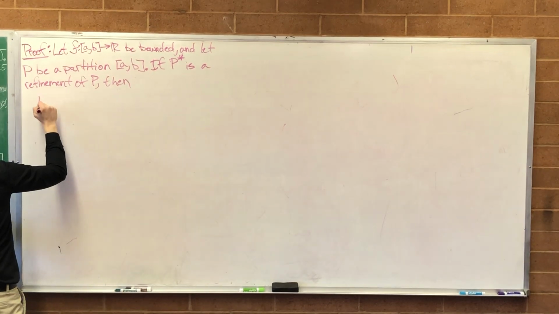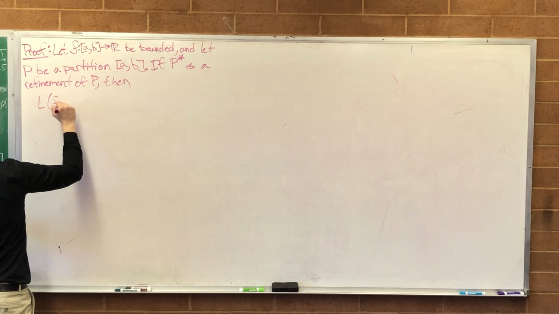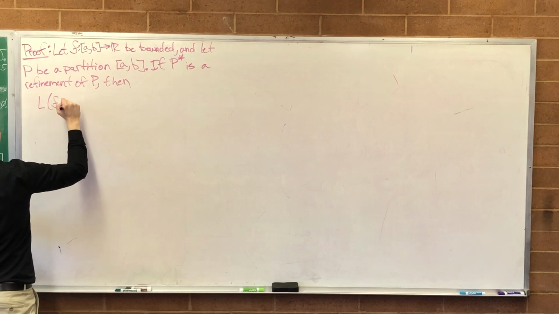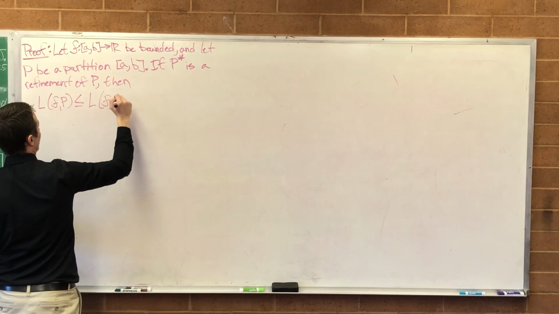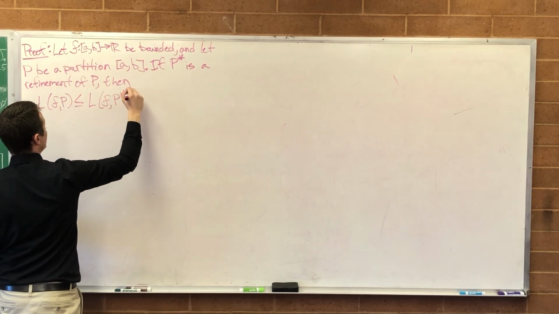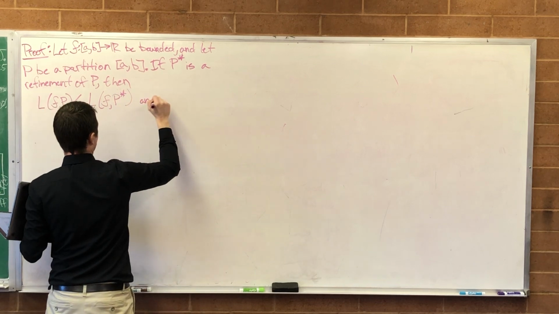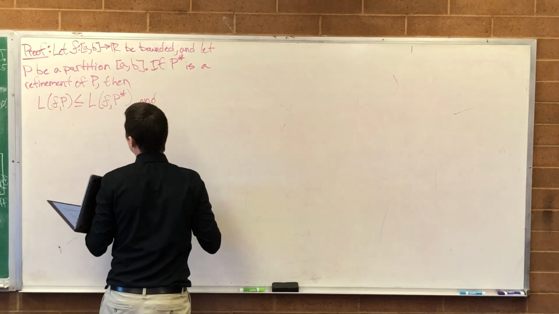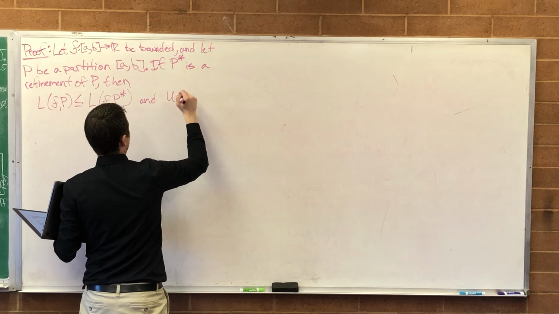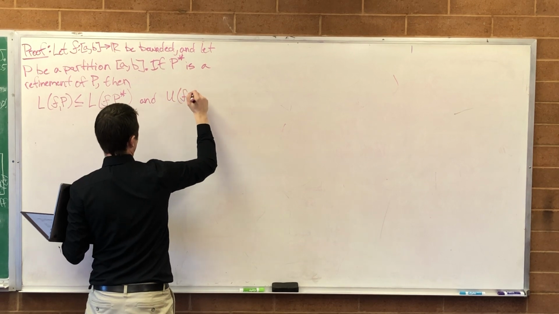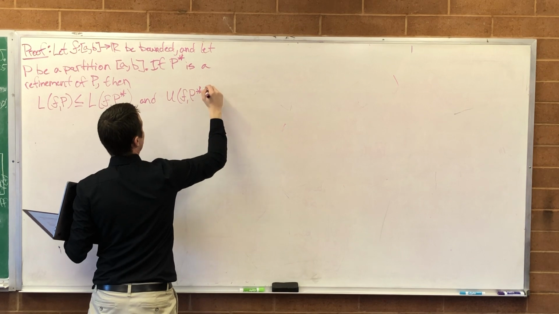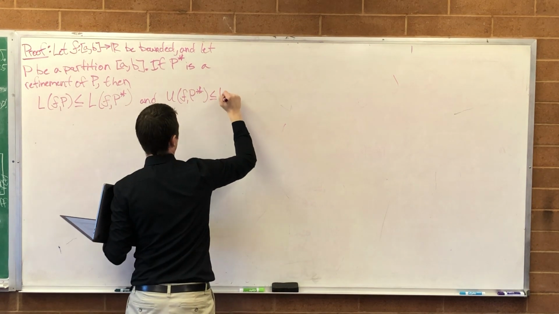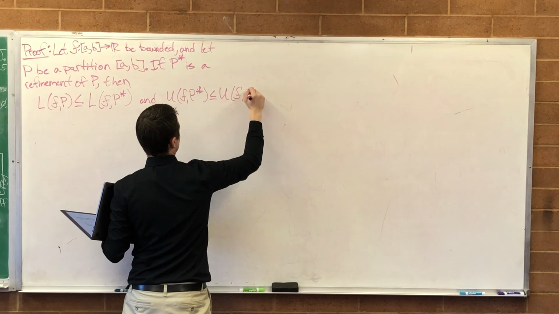We get that the lower Darboux sum of f with P is going to be less than or equal to the sum we get when we use our refinement. And the upper sum with our refinement is less than or equal to the upper sum with our partition.